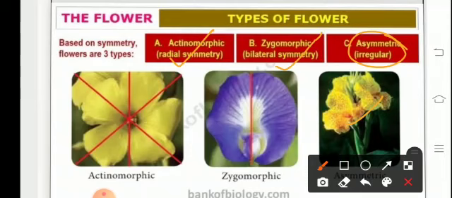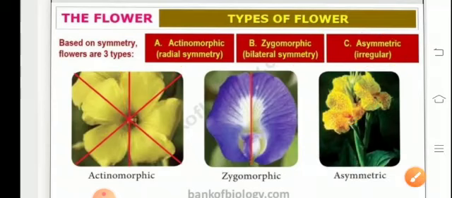The term actinomorphic refers to radial symmetry. Here the flowers can be divided into two equal halves, as we can see in the diagrammatic representation, through the vertical plane passing through the center. Example, dhatura, petunia, mustard, chili, they exhibit radial symmetry.